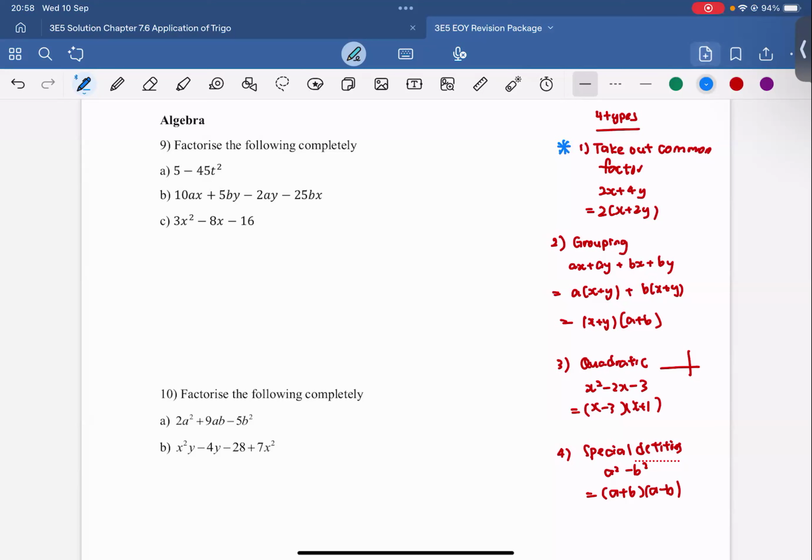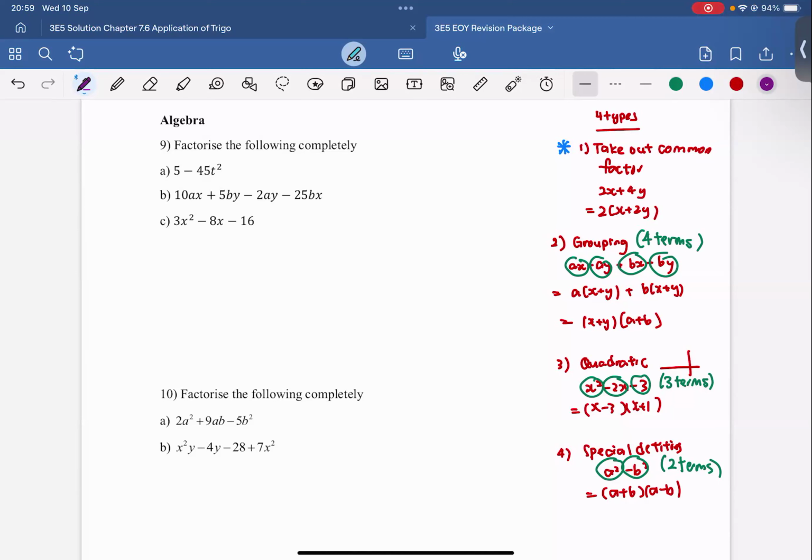So an easy way to identify is, grouping normally has 4 terms: 1, 2, 3, 4 terms. Your quadratic with multiplication frame normally has 3 terms. And your special identity, 2 terms only. So a simple way to see which one to use is based on the number of terms. This 4 factorization is very important in algebra. You cannot not know them.